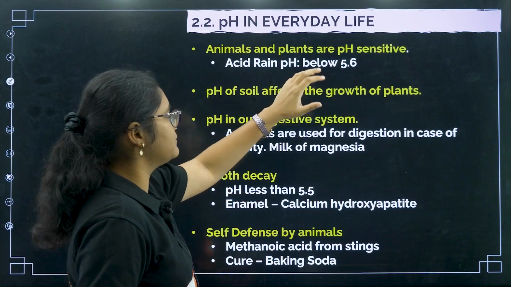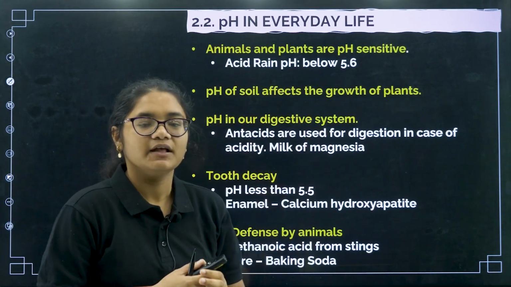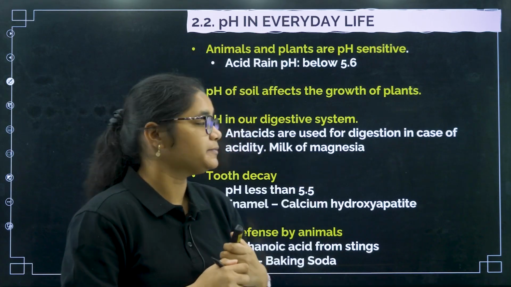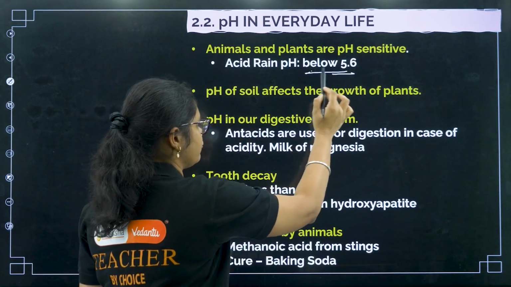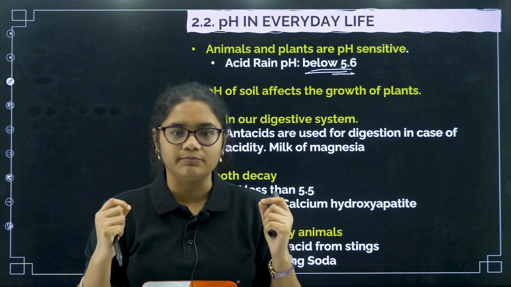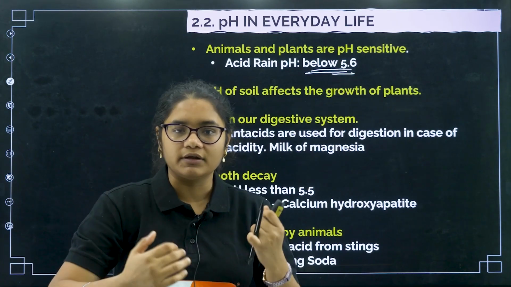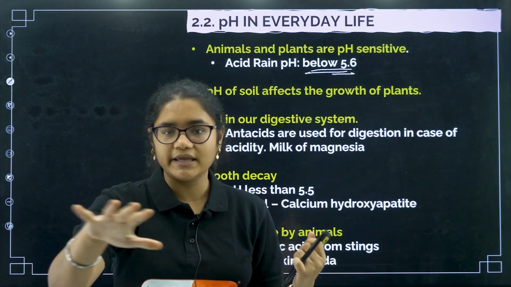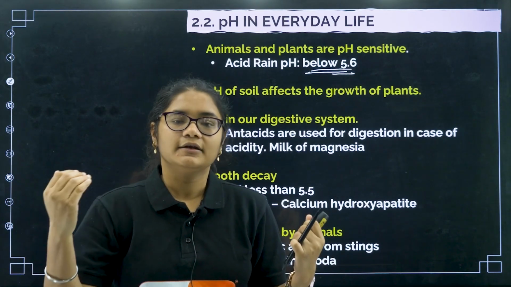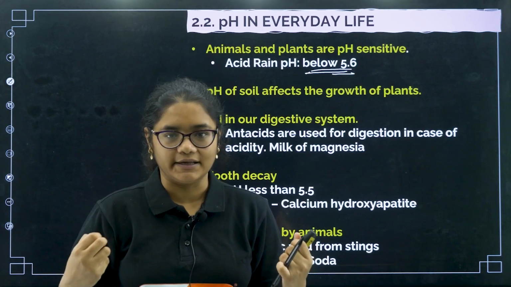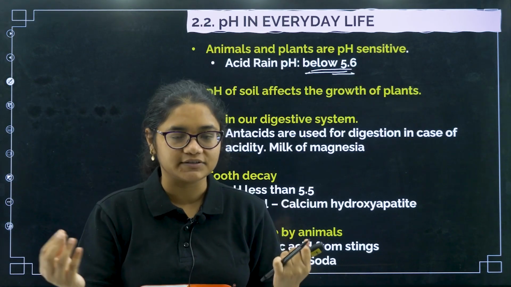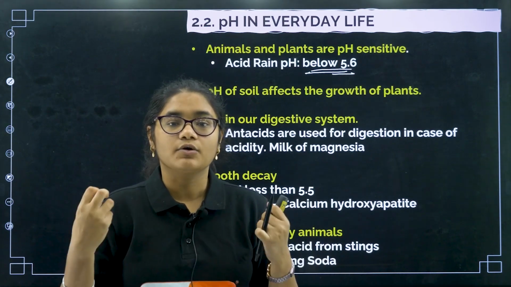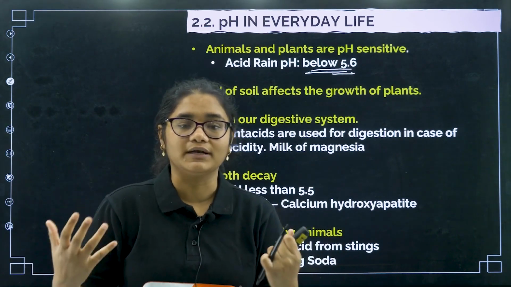The first thing is animals and plants are pH sensitive. So what happens when acid rain takes place? Its pH is below 5.6. This value you should know. Acid rain pH is below 5.6. Now when this rain water goes to sea, river and other water bodies, it decreases the pH of the water body also, right? It means the water bodies become more acidic, and that is why the aquatic animals living in the water bodies are affected. So that is how acid rain causes death of aquatic animals.